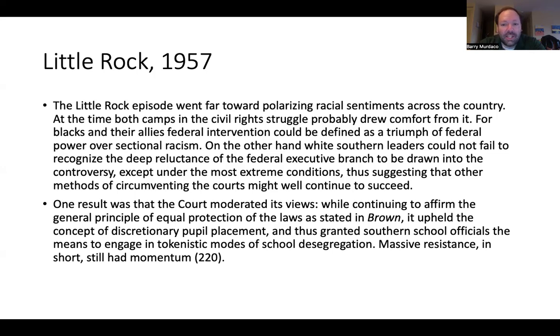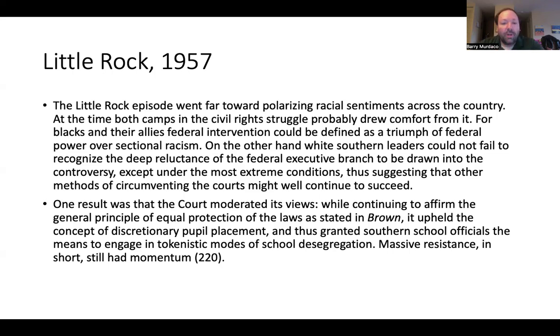Yes, it could be seen as a triumph of federal power over sectional racism on the one hand, but on the other hand, white Southern leaders could not fail to recognize the deep reluctance of the federal executive branch to be drawn into the controversy, except under the most extreme conditions, thus suggesting that other methods of circumventing the courts might well continue to succeed. So again, the government is very slow to react to these things, and only did so when enormous pressure was brought to bear on them.